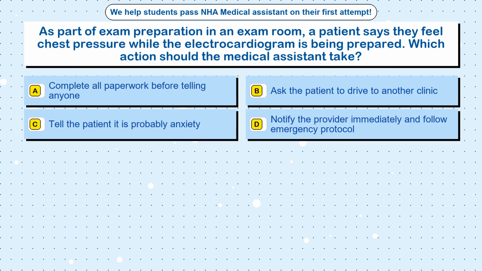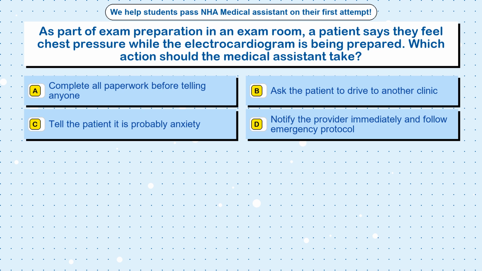Question 79. As part of exam preparation in an exam room, a patient says they feel chest pressure while the electrocardiogram is being prepared. Which action should the medical assistant take? Option A, complete all paperwork before telling anyone. Option B, ask the patient to drive to another clinic. Option C, tell the patient it is probably anxiety.